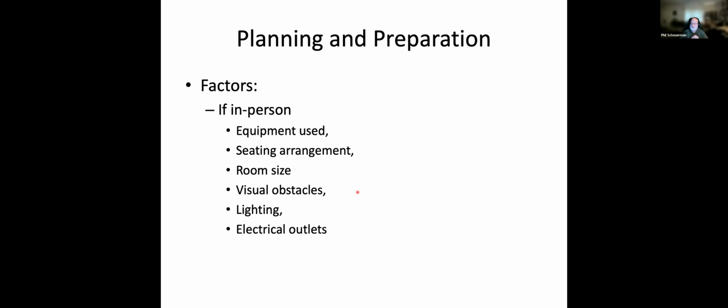Lighting: who's going to control the lighting? Electrical outlets, if you need them: if you're bringing your own projector or your own equipment, will you be able to plug it in? Those are all things you want to think about and know a little bit about in advance. Not knowing these is where you look unorganized and unprepared.